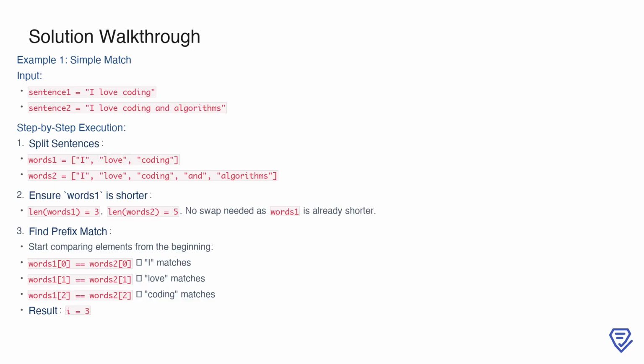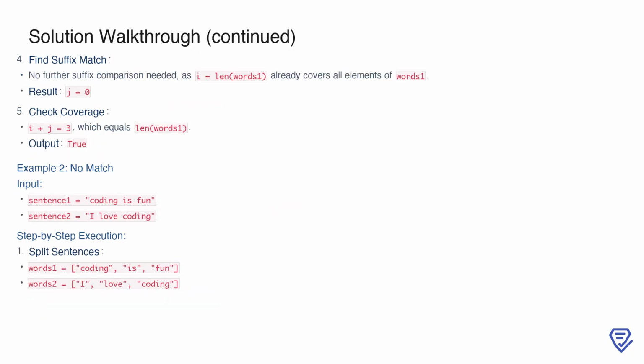Next, we find the prefix match by comparing elements from the beginning of both lists. "I" matches in both lists, followed by "love", and finally "coding". At this point, the prefix match covers all elements in words 1, so we record the prefix match length as i equals 3. Now, we move to finding the suffix match. Since the prefix match already covers all elements of words 1, there's no need to check for additional suffix matches. This means the suffix match length is recorded as j equals 0. We then check the total coverage by summing i and j, which gives us 3. Since this matches the length of words 1, the output for this example is true.